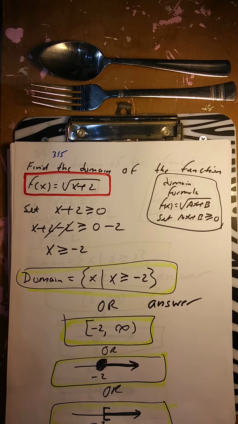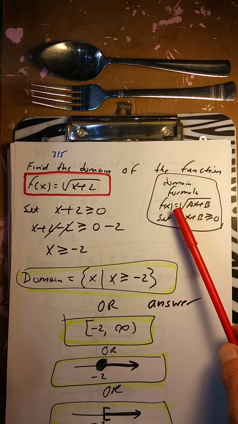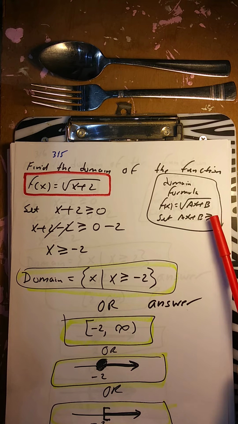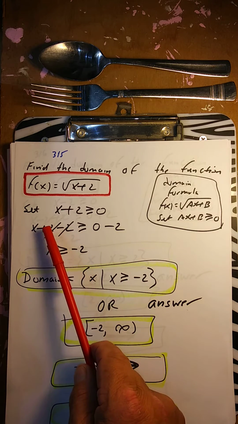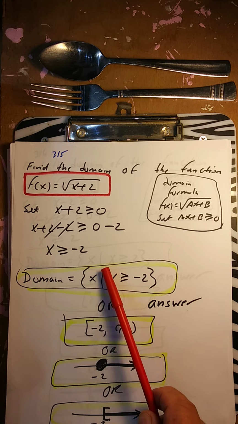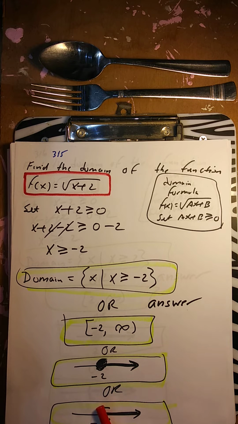Alright, this one. Find the domain of the function f of x equals square root of x plus 2. Alright, for this to be defined, the domain formula is, for square root of ax plus b, ax plus b has to be greater than or equal to 0. So set that up. x plus 2 is greater than or equal to 0 from this part. Now minus 2 both sides. So x is greater than or equal to what? Negative 2. So that x is greater than or equal to negative 2. Or negative 2 to infinity. Or negative 2 included this way.